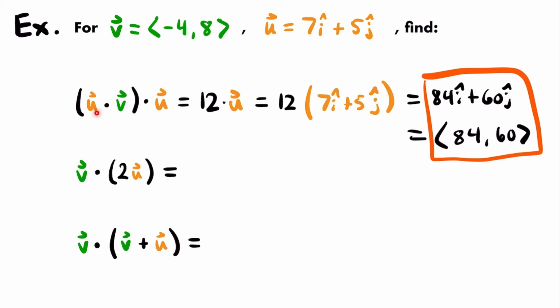The dot product of vector u and vector v gives us a scalar, and so a scalar times a vector is just going to be a scalar multiplication problem, and so we had 12 times vector u, which gave us this vector. All right, let's take a look at our next one here.